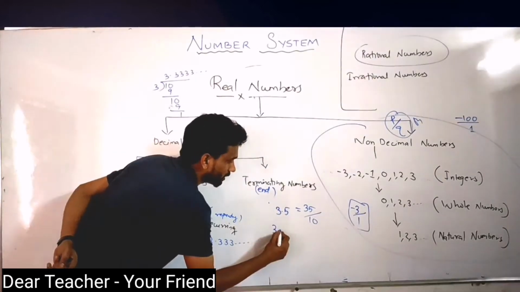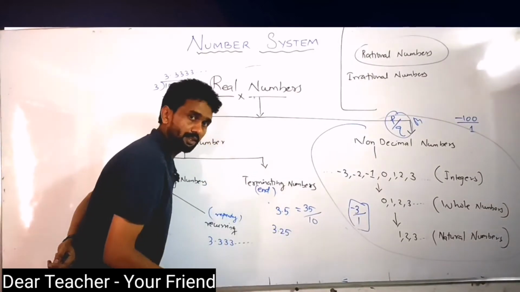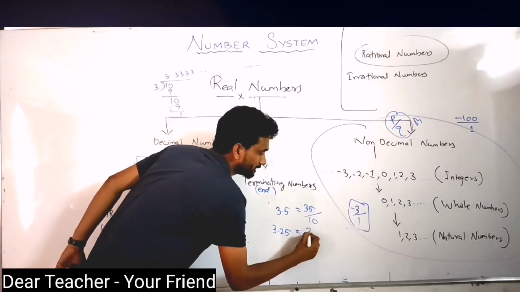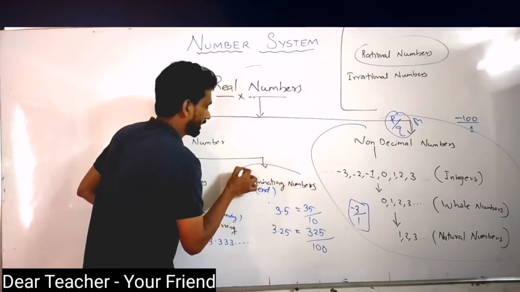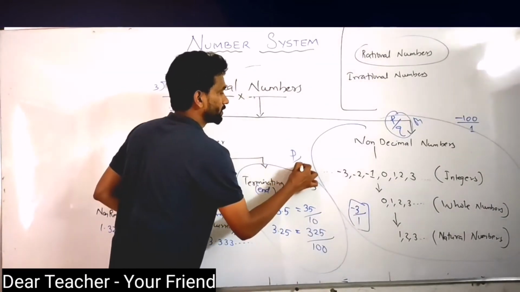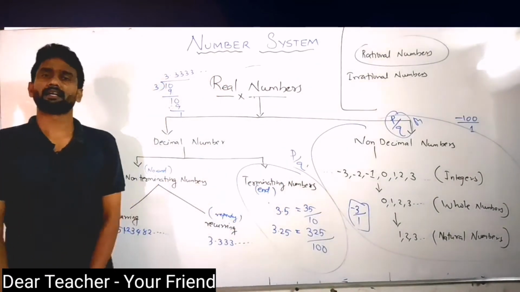One more example, 3.25. Is it a terminating number? Yes, it is a terminating number. This we can rewrite as 325 upon 100. This is also in p upon q form. So we can call this a rational number.